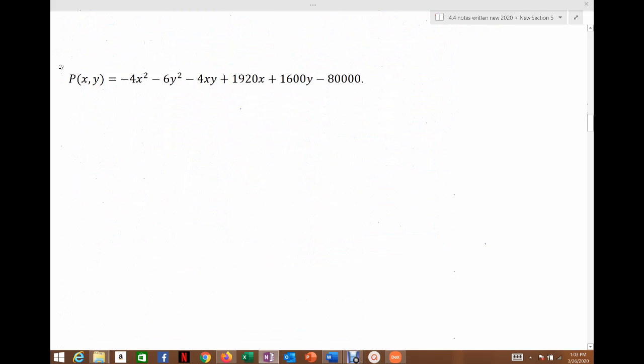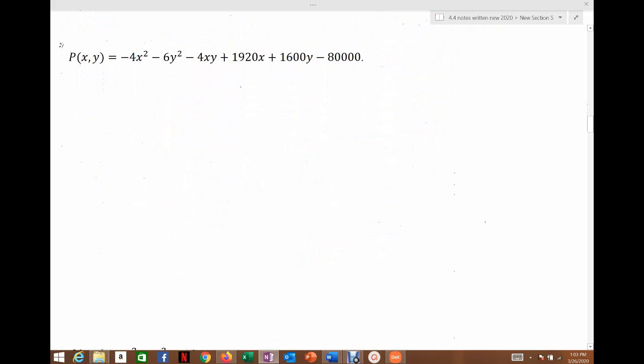Alright, the next example. We've got our p of x y here. So again, to find the critical values, we find the first order derivatives and set them equal to 0 and solve the system. So first find the derivatives with respect to each variable.